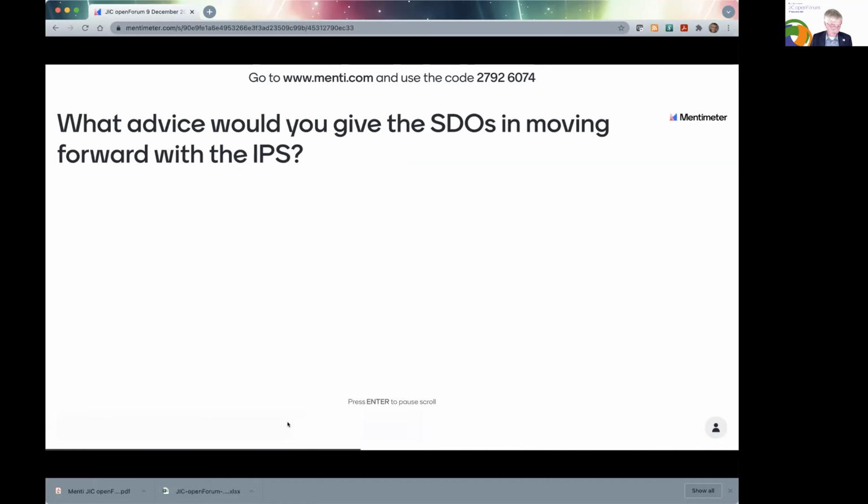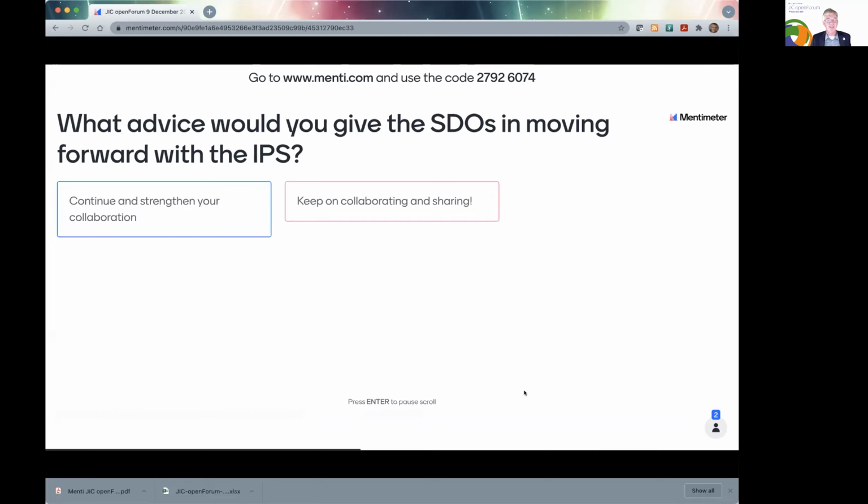What kind of advice would you give us in moving forward? As mentioned by Derek, we are collaborating. There's also actually biweekly meetings from a coordination perspective to make sure that we're all moving in the same direction, and that we keep aligned. Well, thank you. We will continue and strengthen our collaboration. Yes. And we will share information frequently. Yes.